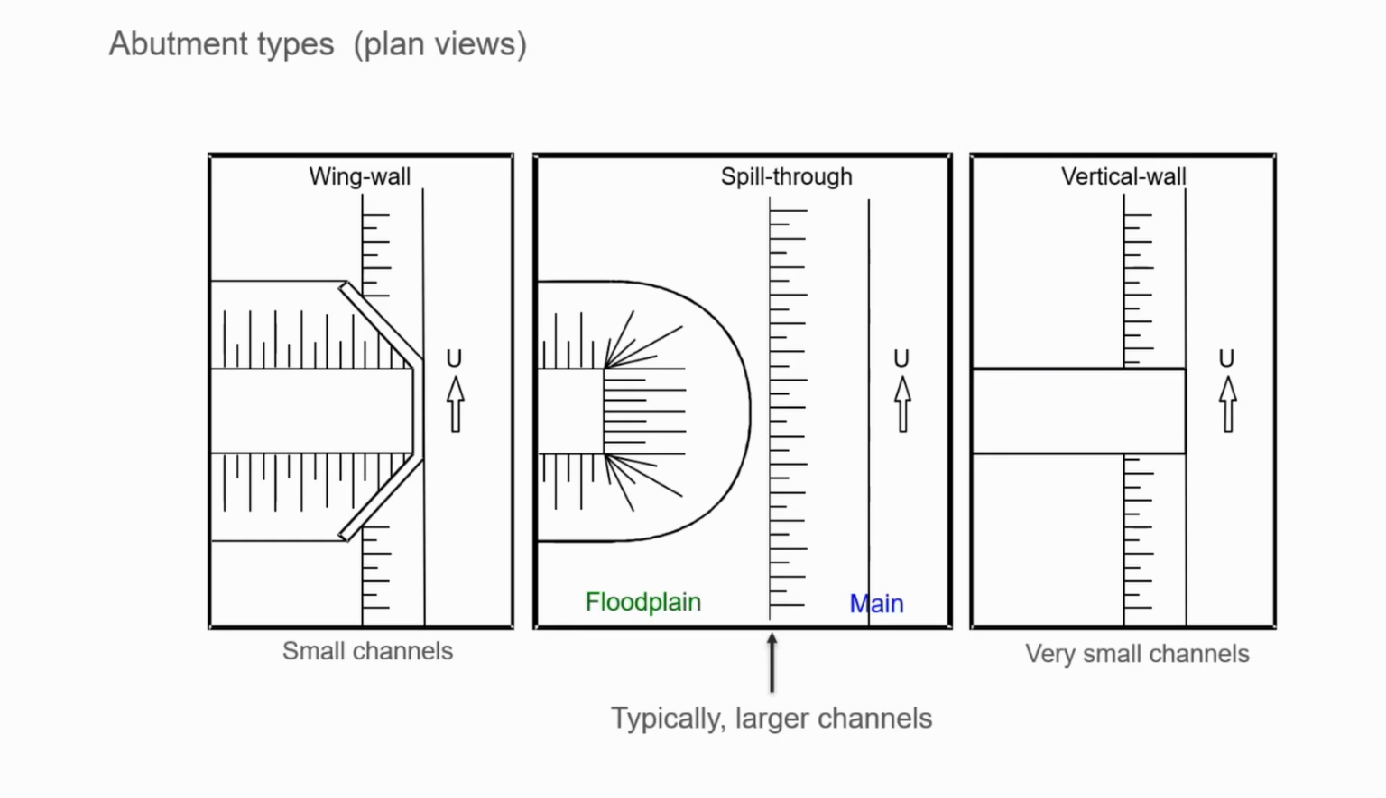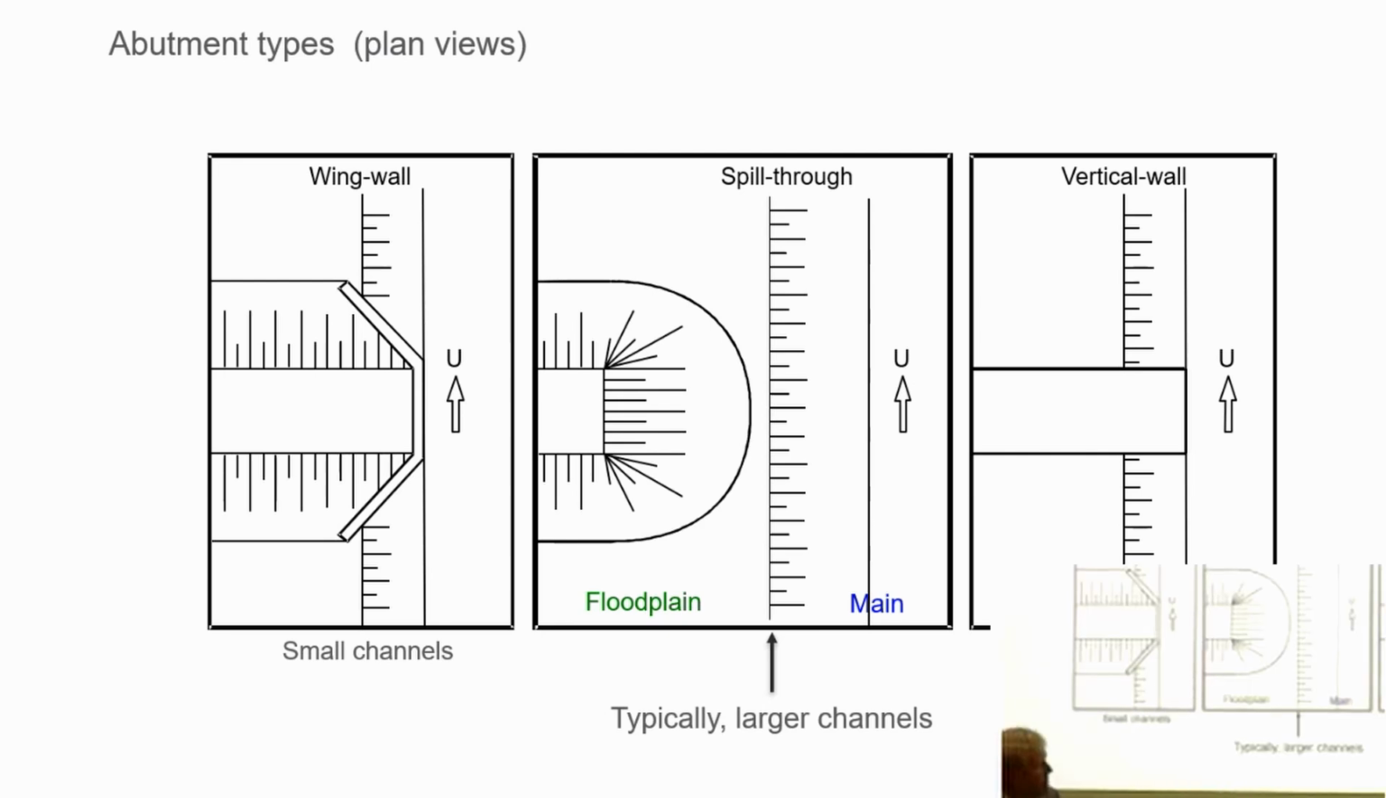Different types of abutments. And typically for small channels, we have rectangular abutments. So if you go up the Big Thompson, you'll find over those small bridges, people have built small rectangular vertical wall abutments. And typically they put riprap around it, rock around it. This is the largest channels, typically spill through abutments. These are earth structures because they're cheaper.